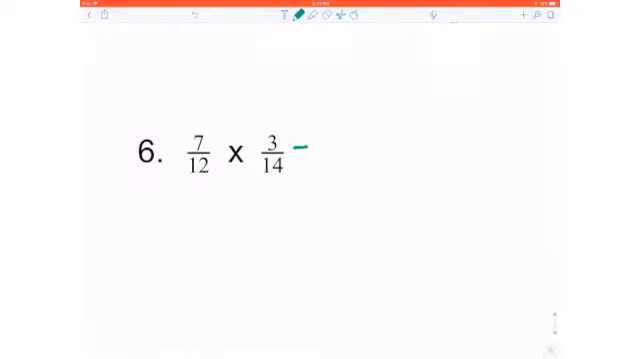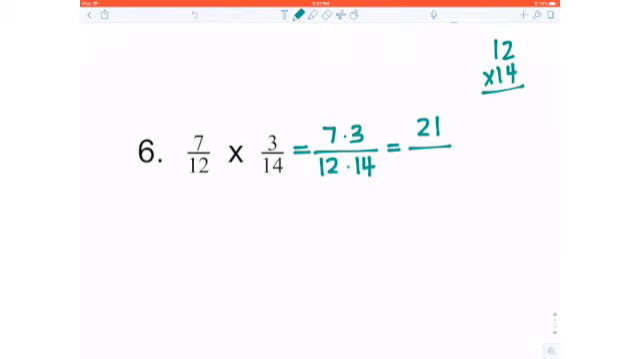So let me go over this one with you. Remember, we're not giving them the same denominators. We're just multiplying across. So we're going to do 7 times 3 over 12 times 14. Okay? 7 times 3 is 21. 12 times 14, we're going to work out here on the side because that one's a little more complicated.